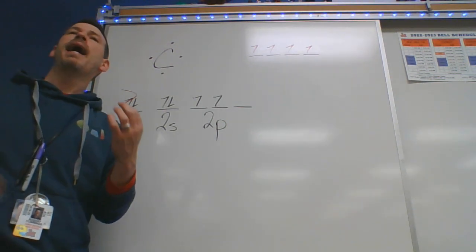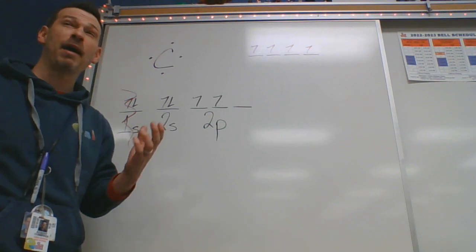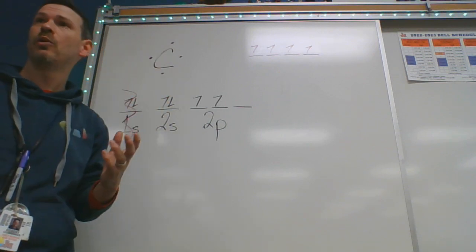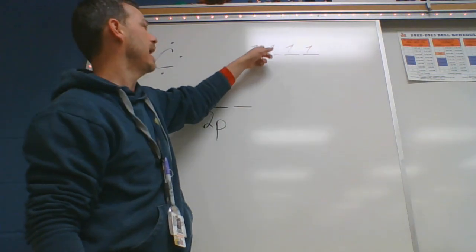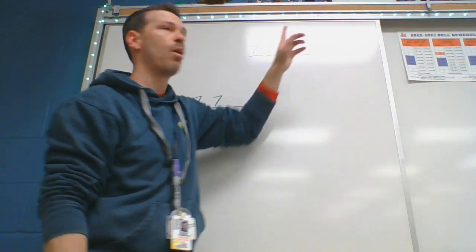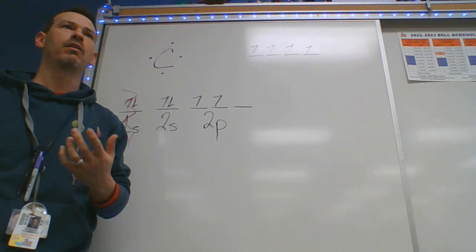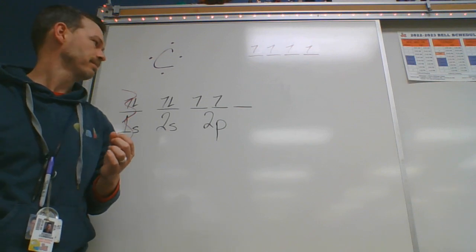Do you see how my hybridized version is better when you compare it to the Lewis structure? Now it shows those four bonds that we know carbon is able to make.